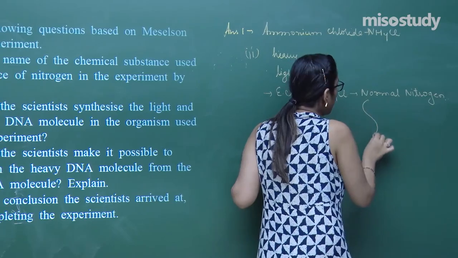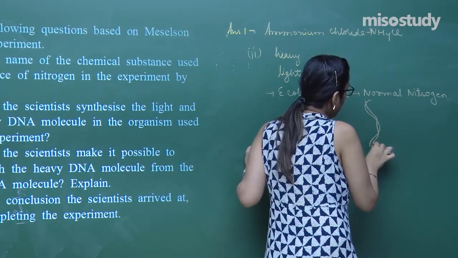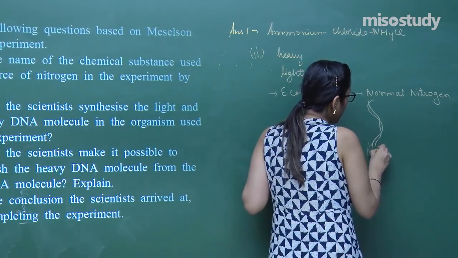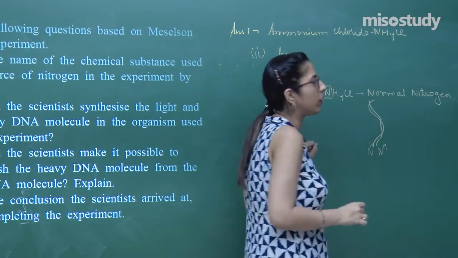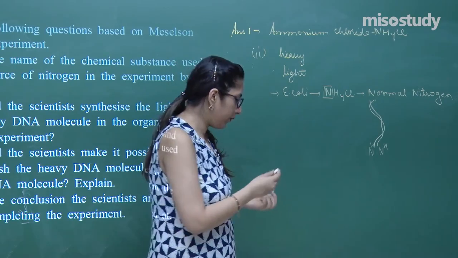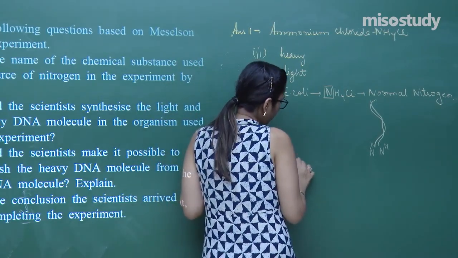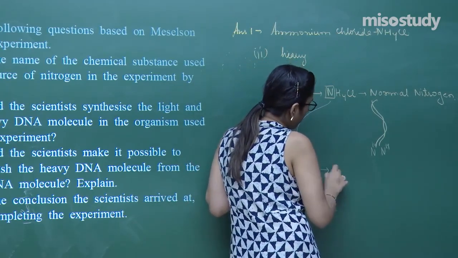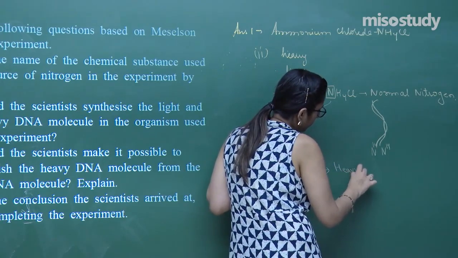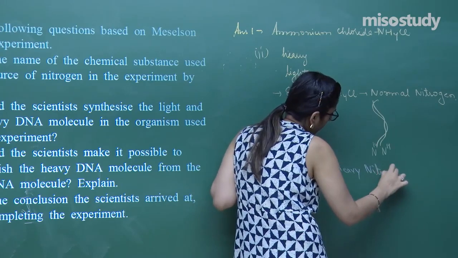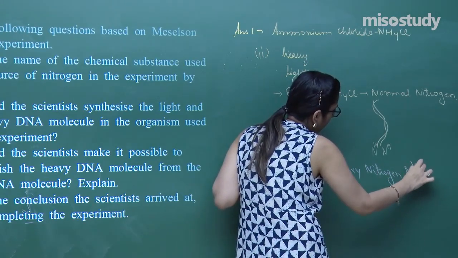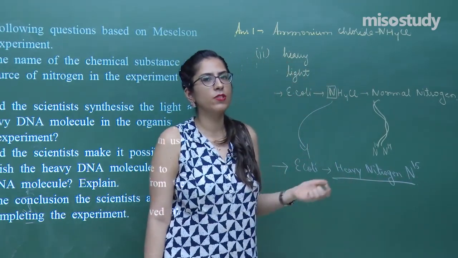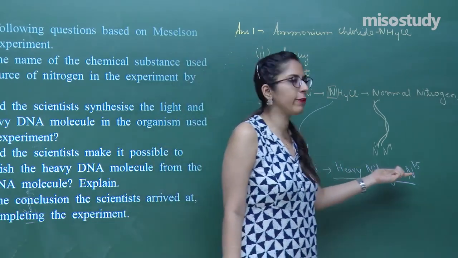Then he saw the two strands of the DNA were both normal, and we know the molecular weight is N14N14. They were both N14N14 only. After that, he took the same E. coli and allowed it to grow on heavy nitrogen, on N15. This time the source of nitrogen was NH4Cl only, but the nitrogen he used was heavy nitrogen, the N15 isotope.